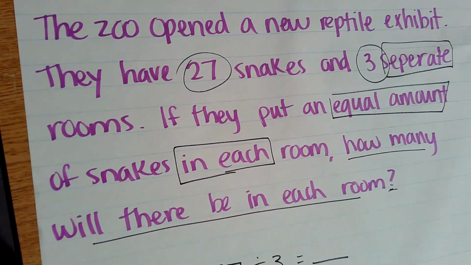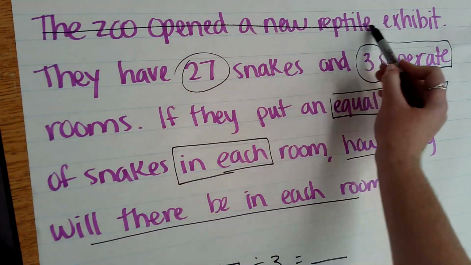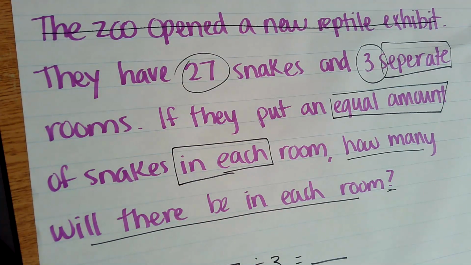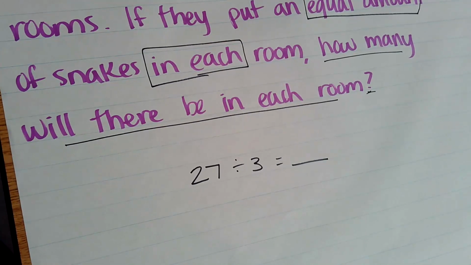This problem doesn't have much information that's unnecessary. This first sentence doesn't really help me with the math that I'm solving. It does set up the background of the situation, so it is a little bit easier for students to picture what it is they're going to be doing, but I don't need that information as far as the numbers and the words for me to solve. I have 27 divided by 3.